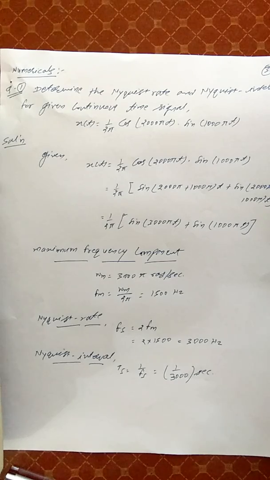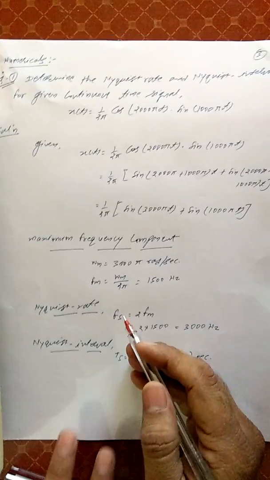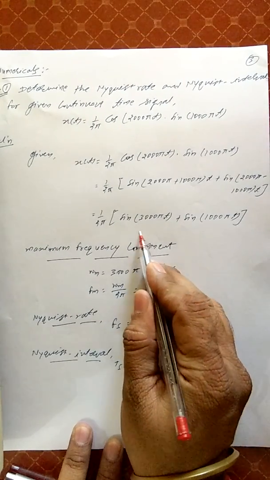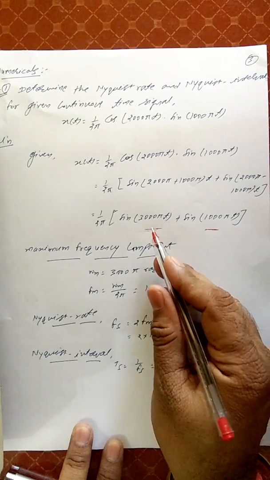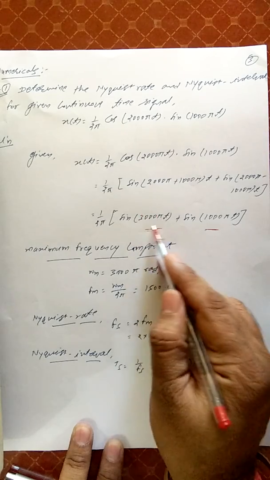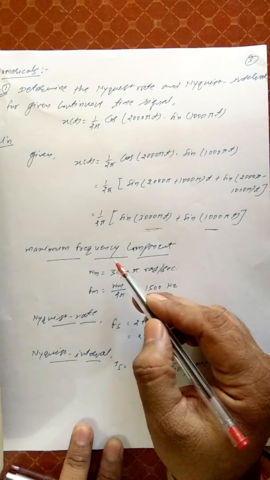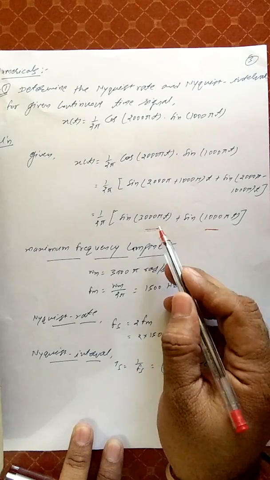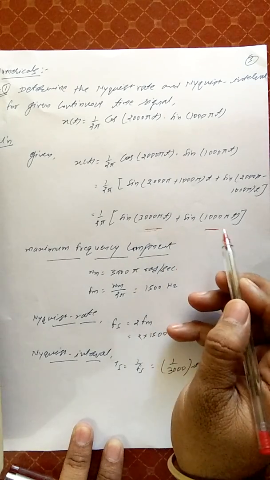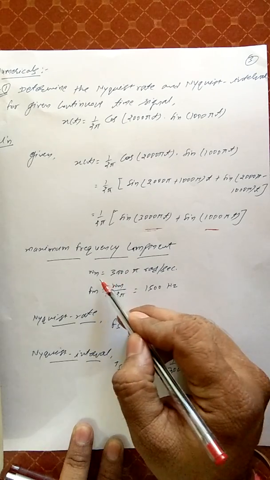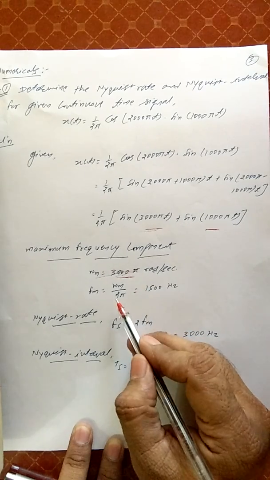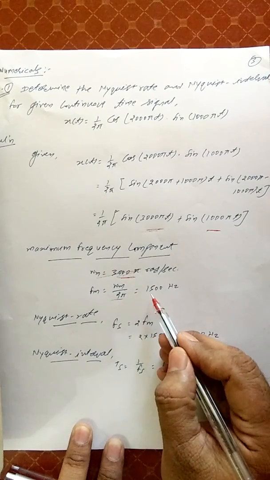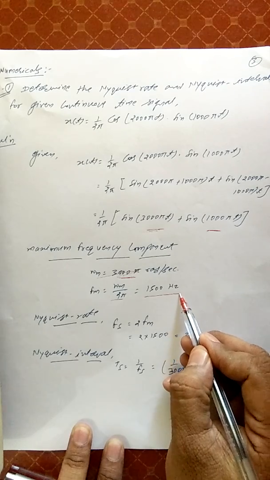As we observe in the expression, there are two frequency components, one 3000πt and the other 1000πt. Comparing the two, the maximum frequency component is ωm equals 3000π. So fm equals ωm upon 2π, and the frequency will be 1500 hertz.